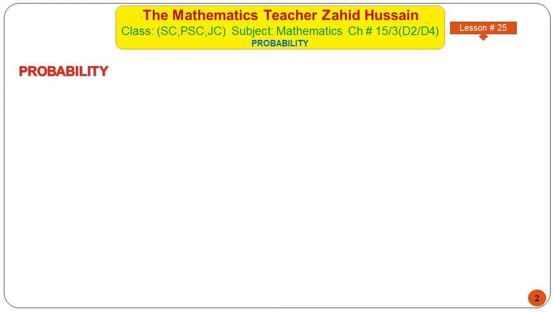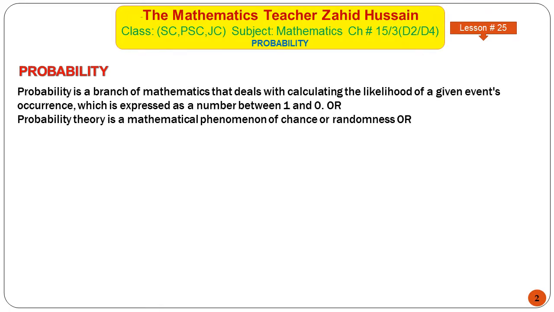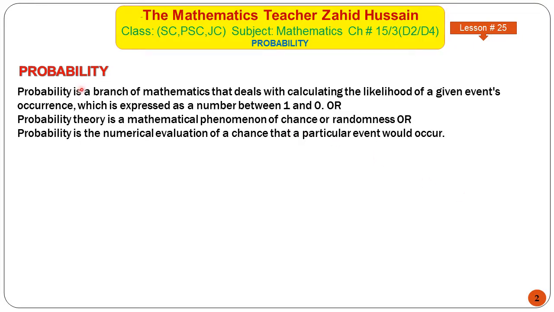Let's first of all define what is probability. There are different definitions of probability. Probability is a branch of mathematics that deals with calculating the likelihood of a given event's occurrence, which is expressed as a number between 1 and 0. Or probability theory is a mathematical phenomenon of chance or randomness, or it can be defined as the numerical evaluation of a chance that a particular event would occur.